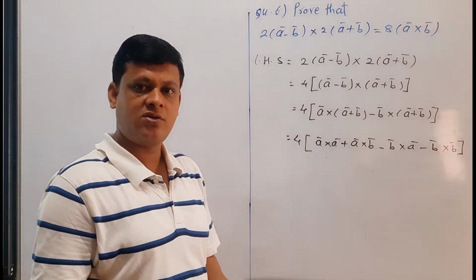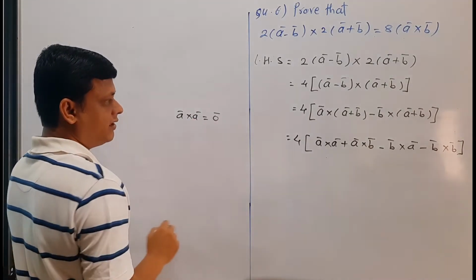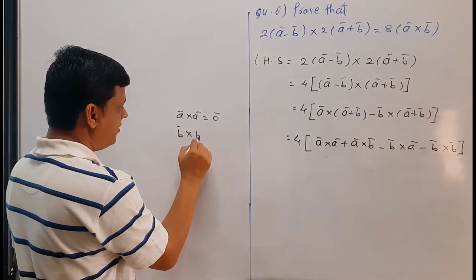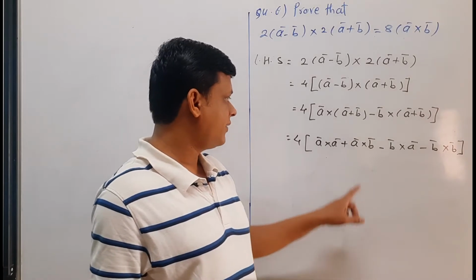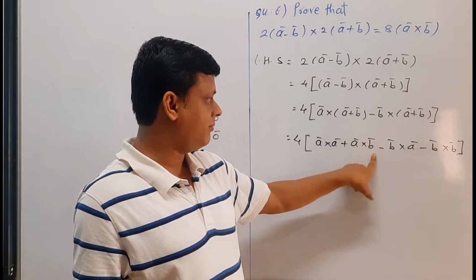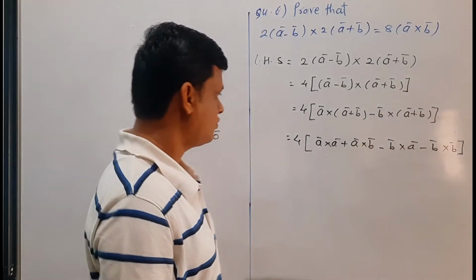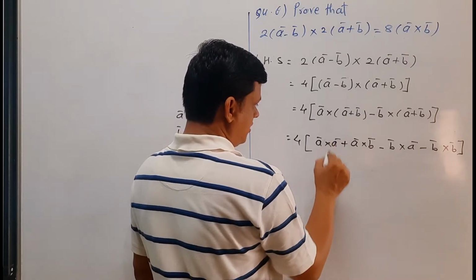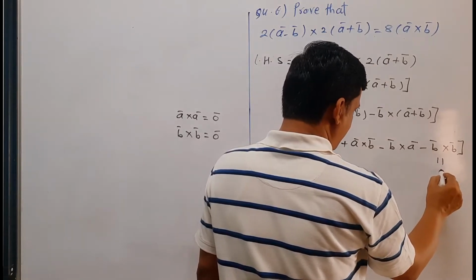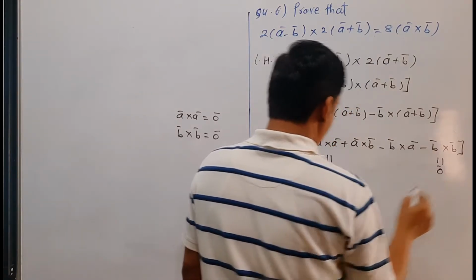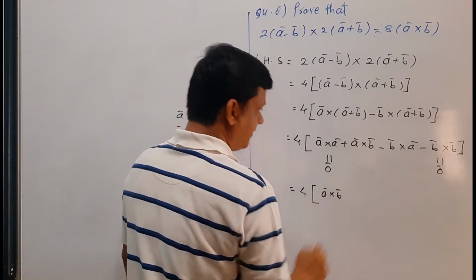Now we use the definition here. A bar cross a bar equals 0 vector, and b bar cross b bar is equal to 0 vector. And again we can write a bar cross b bar as b bar cross a bar, then we have to change its sign. So this a bar cross a bar we replace by 0. This b bar cross b bar we replace by 0 vector. So we write directly here 4 times a bar cross b bar.